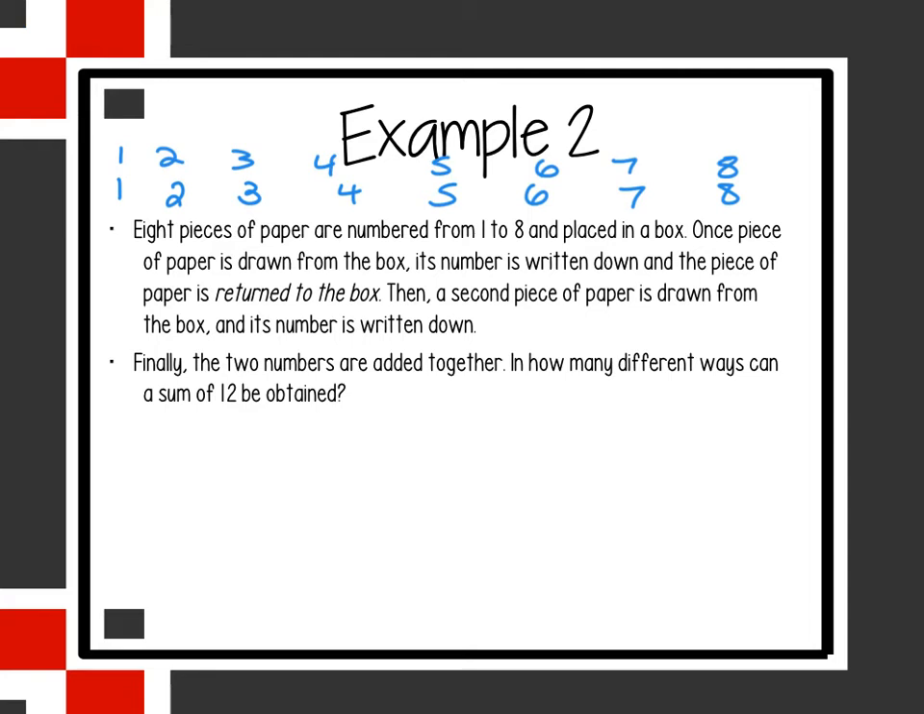Well, what's one way I could add to 12 from these numbers? 8 and 4. I pick 8 the first time and then I pick 4 the second time. 5 and 7: I can pick 5 the first time and 7 the second time. I can pick 6 and 6. Anything else? 7 and 5. What happens if it's switched? Good. Is that a different way to get it? 4 and 8. 6 and 6 is the same way, right? I picked the same 6 both times. So how many different ways can the sum of 12 be obtained? 5.